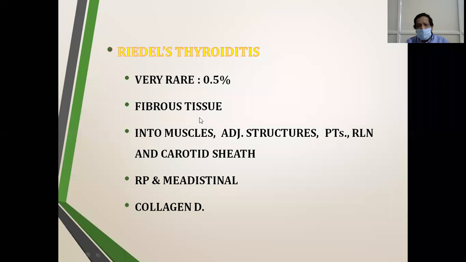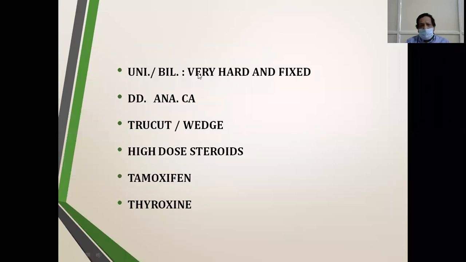It is fibrous tissue, because it is a collagen disorder, and may be associated with retroperitoneal and mediastinal fibrosis. This fibrosis extends into the muscles, adjoining structures, parathyroids, recurrent laryngeal nerve, carotid sheath; everything becomes fibrous. Manifesting in the thyroid as a collagen disorder, it may be associated with retroperitoneal and mediastinal disorders. It may be unilateral or bilateral, very hard and fixed.